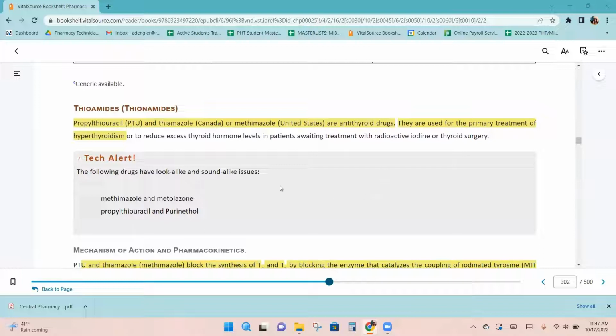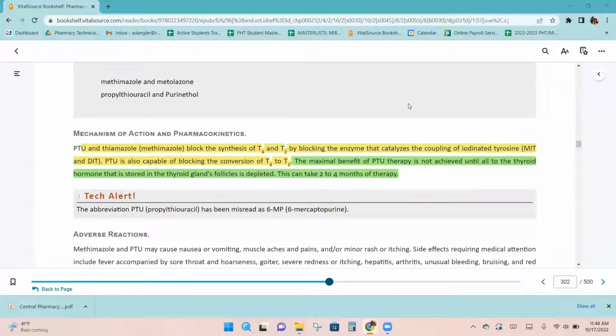Propylthiouracil, PTU, or methimazole are anti-thyroid drugs. They are used for the primary treatment of hyperthyroidism or to reduce excess thyroid hormone levels in patients awaiting treatment with radioactive iodine or thyroid surgery. PTU and methimazole block the synthesis of T4 and T3 by blocking the enzyme that catalyzes the coupling of iodinated tyrosine. PTU is also capable of blocking the conversion of T4 to T3.